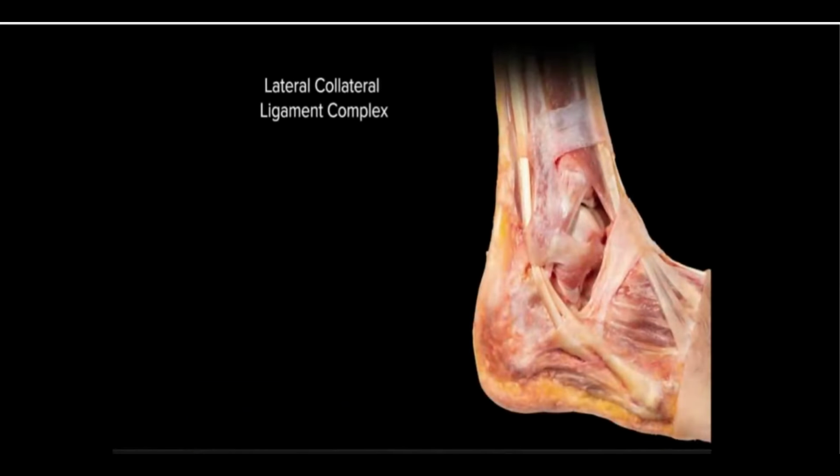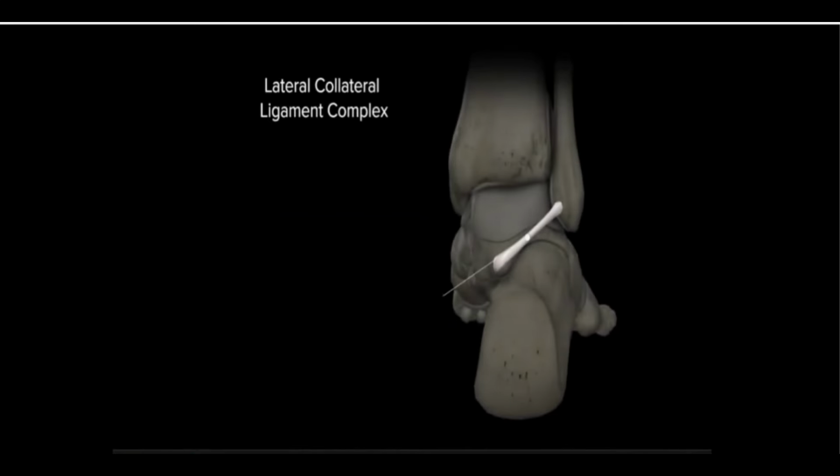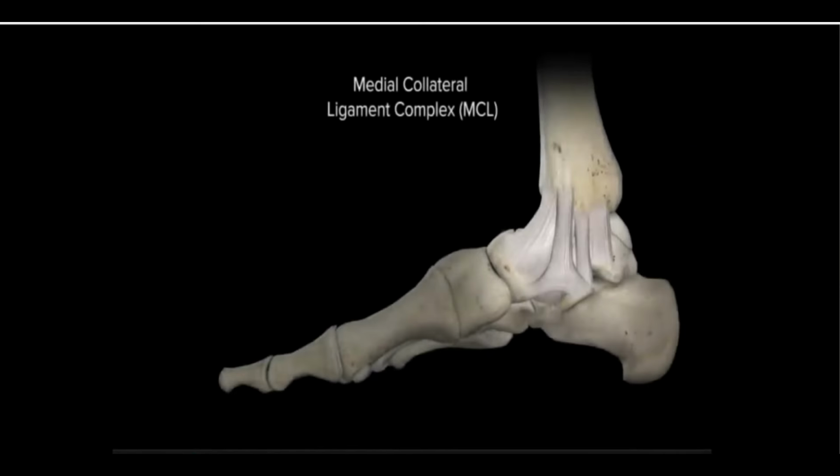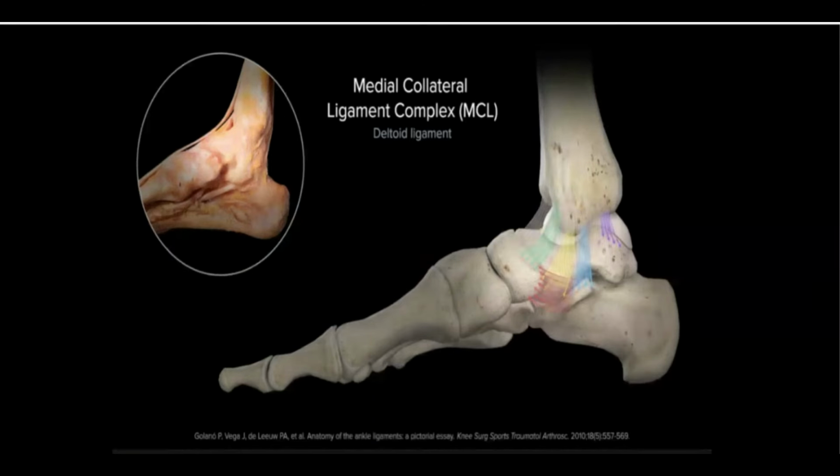The lateral collateral ligament complex consists of the anterior talofibular ligament, or ATFL, the calcaneofibular ligament, or CFL, and the posterior talofibular ligament, or PTFL. The medial collateral ligaments, also known as the deltoid ligament, are a multifascicular group of ligaments and can be divided into superficial and deep fibers.